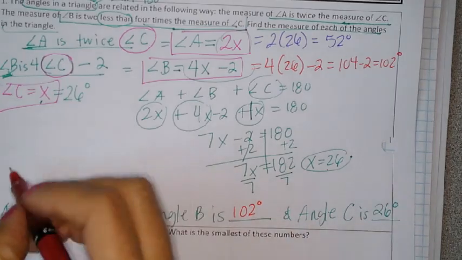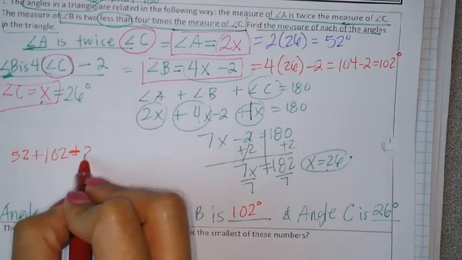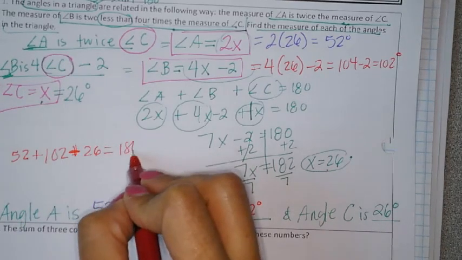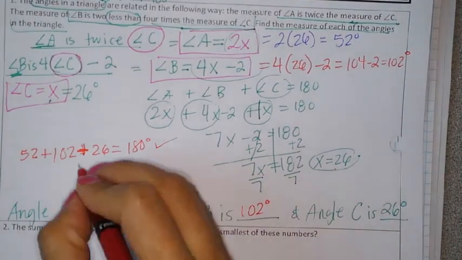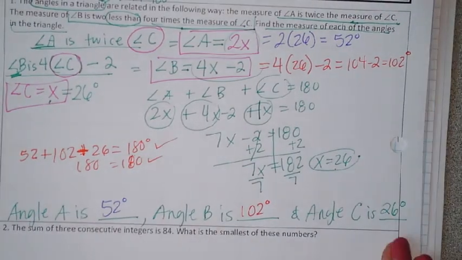When you add them all together to check your answer, 52 plus 102 plus 26, you'll notice that you get 180, so it checks. Okay, and that will be your answer.